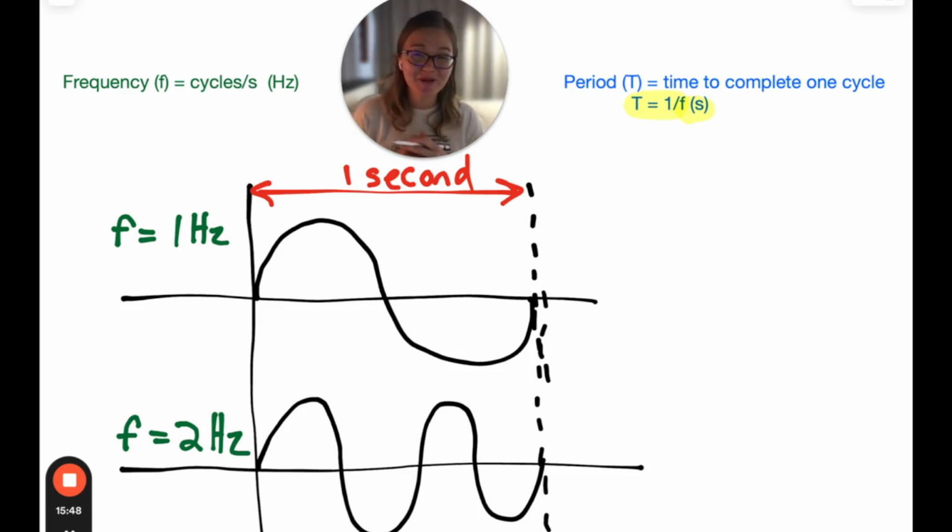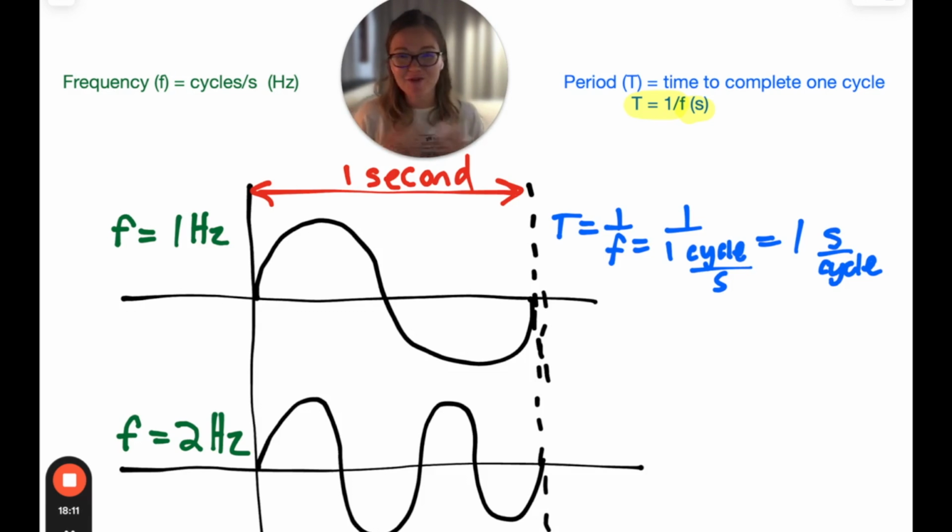Okay, now let's compare the period of these two waves. Our first wave, we saw that it only completed 1 whole cycle in 1 second. So our period here is going to be 1 second. Of course, we also could have found our period just by taking the inverse of our frequency. If we plug that in, we just get 1 divided by 1 cycle per second. Of course, if we take the inverse of our units, we're going to get 1 second per cycle. And then for the sake of simplicity, since we know we're just talking about 1 cycle, we drop our units of cycle and we just leave the seconds. So our period here would just be 1 second.